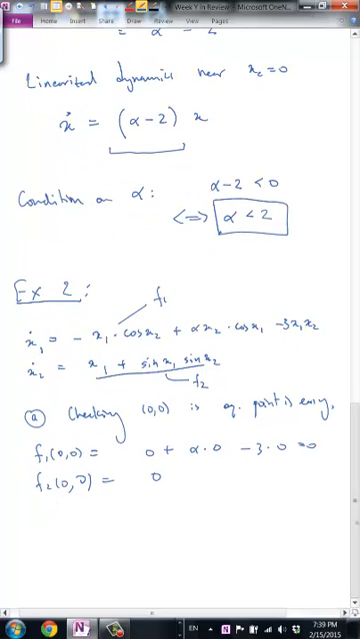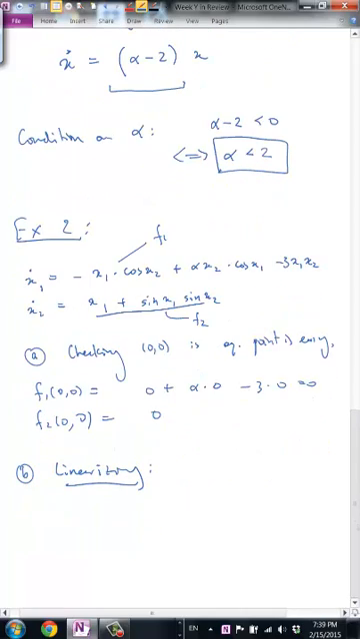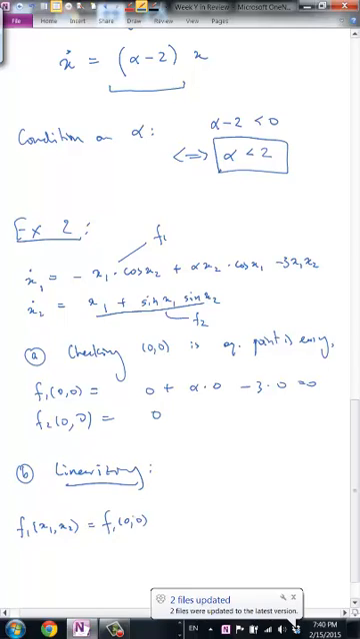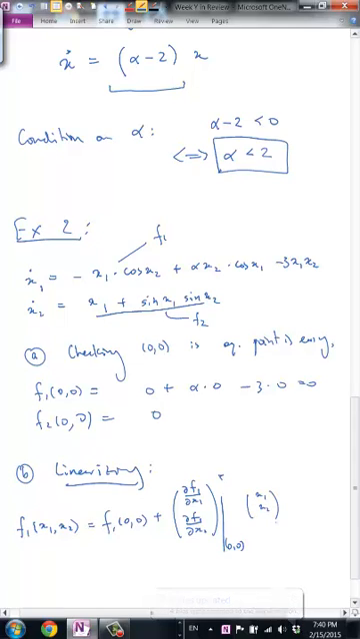So now let's linearize this. To linearize, I need to use the vector form. So f1 of x, for small x, is equal to f1 of 0, 0, which we already know is equal to 0, plus the gradient, which is df1/dx1, df1/dx2 evaluated at 0, 0, times the vector x1, x2.